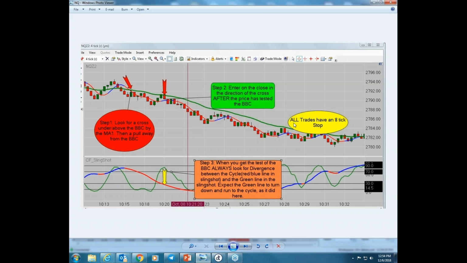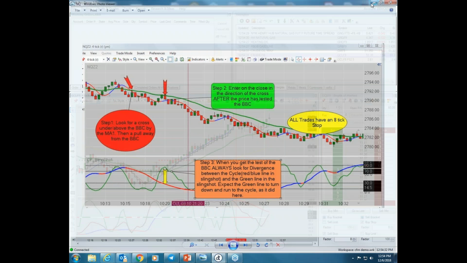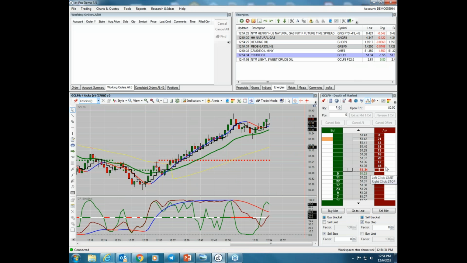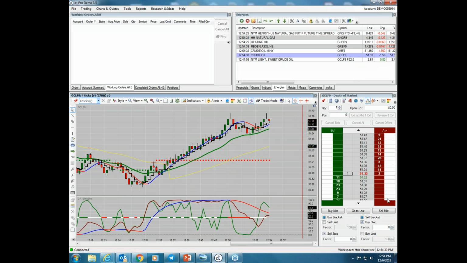Every trade has a stop loss. They use aggressive risk management, so you'll have to be engaged in what's going on in the marketplace. That means you have to be in front of a trading platform. That means you also have to be in front of a DOM. The DOM is this tower here. It's called the depth of market.